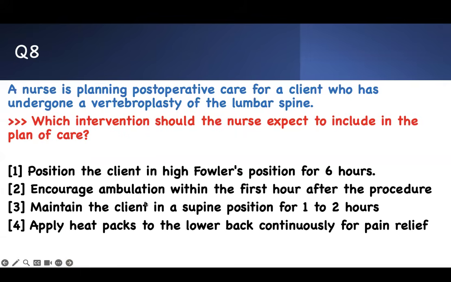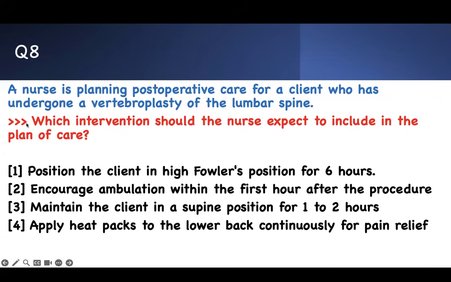Which intervention should the nurse expect to include in the plan of care? Do something, right? The nurse is planning post-op care for a client who has undergone vertebroplasty of the lumbar spine. What do you do? Position the client in the high Fowler's position for 6 hours. Encourage ambulation within the first hour after the procedure. Maintain the client in the supine position for 1 to 2 hours. Apply heat packs to the lower back continuously for pain relief.